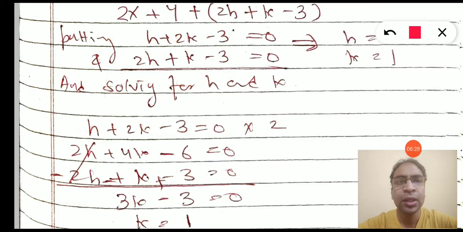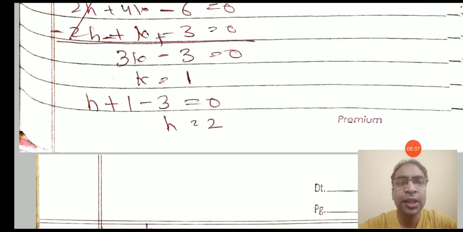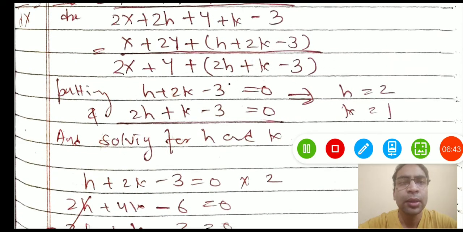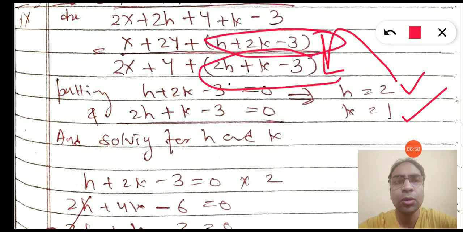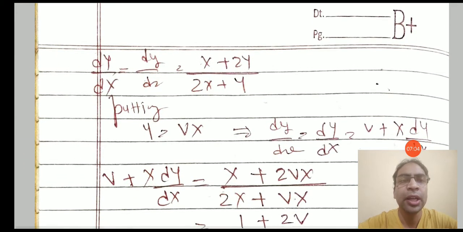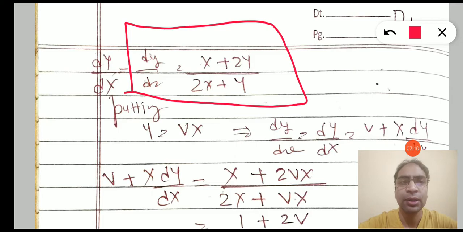So just by solving, we see that we have got the value of k is equal to 1, and substituting this k back into any of the two equations, we have h as 2. So we have two values. We have got k as 1 and we have got h as 2. So these are the two values of h and k, and by substituting these two values back into this equation, these two equations will be 0 and we will be left with the homogeneous equation. So now the equation is reduced to the homogeneous equation. So this is the homogeneous equation.